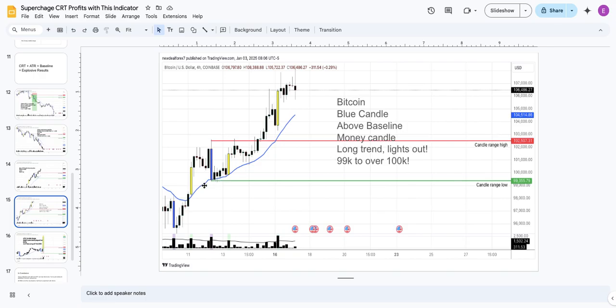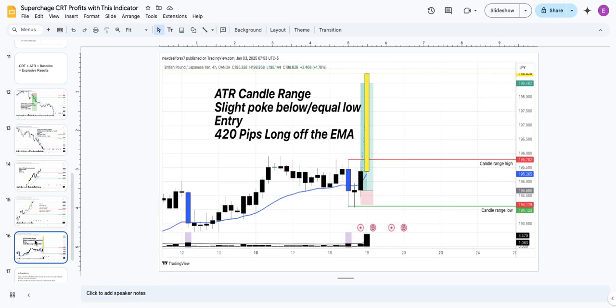Price went from 99K, I think about 99,400, all the way up to 107,000 on this one chart here, using this simple premise of the ATR candle and the baseline. And then it breaks out of our candle range, right? Because it's trending long. All right. I hope you're seeing the potential of this.